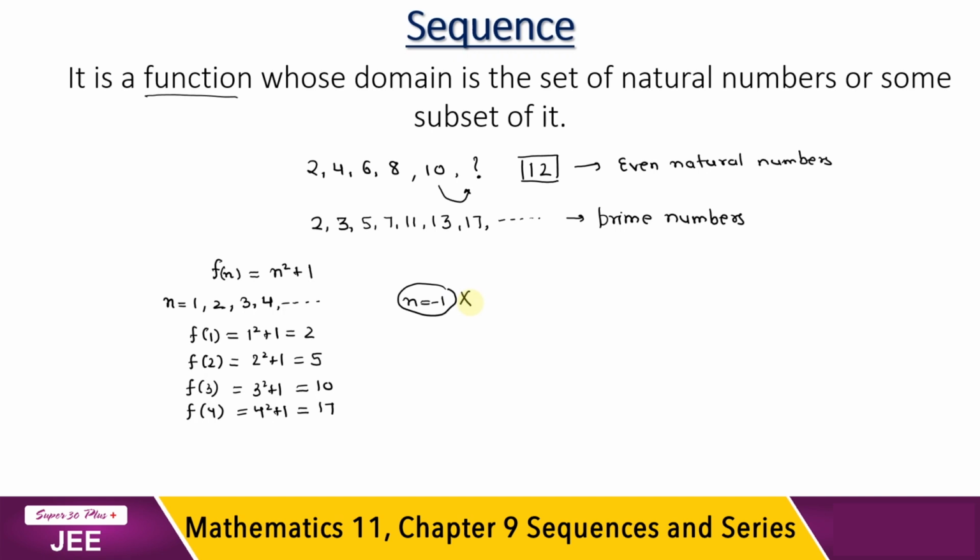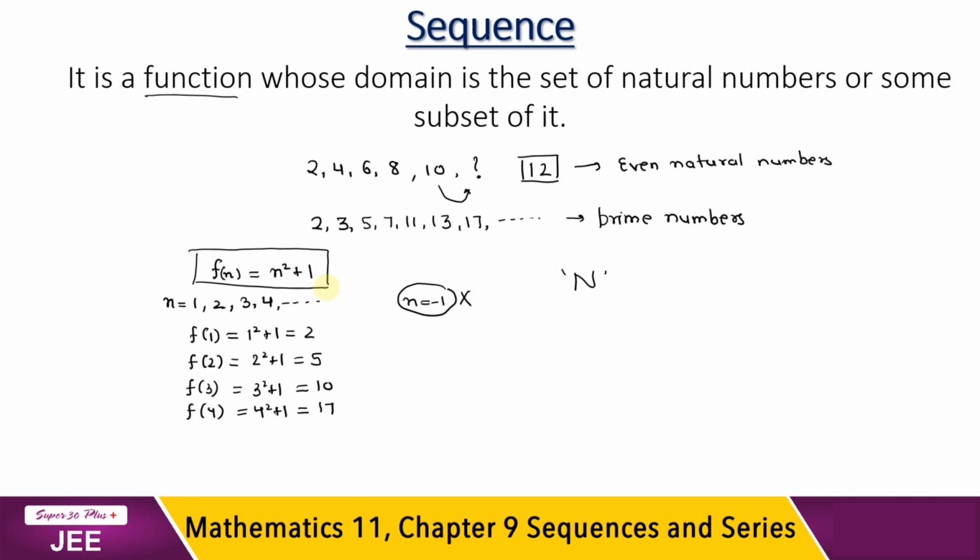No such term is going to exist in a sequence. That is why our sequence is a function whose domain is the set of natural numbers or some subset of it. If I take the values of n from 1 to 4, then 1 to 4 is a subset of natural numbers. And you all must be aware of the fact that the set of natural numbers is denoted by capital N. Alright, so here I have written down a general formula of a sequence, which is in the form of a function whose domain is the set of natural numbers.